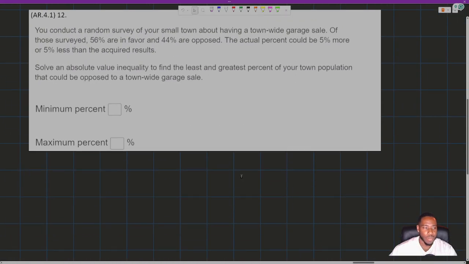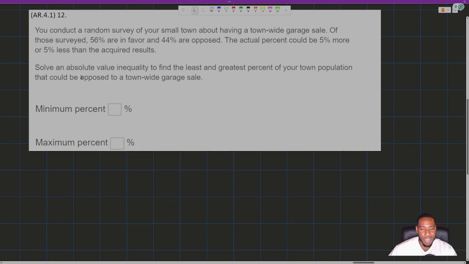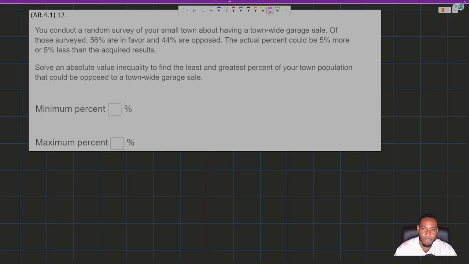All right, next one. So it says, you conduct a random survey of your small town about having a town-wide garage sale. Of those surveyed, 56% are in favor and 44% are opposed. The actual percent could be 5% more or less than the acquired results. It asks us to solve an absolute value inequality to find the least and greatest percent of your town population that could be opposed to a town-wide garage sale. Okay, so because they tell us opposed specifically, we're going to be working with that 44% number, okay?